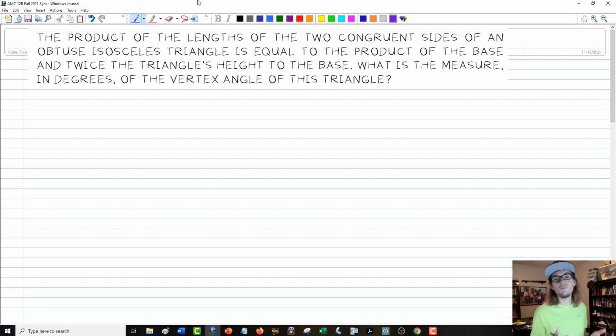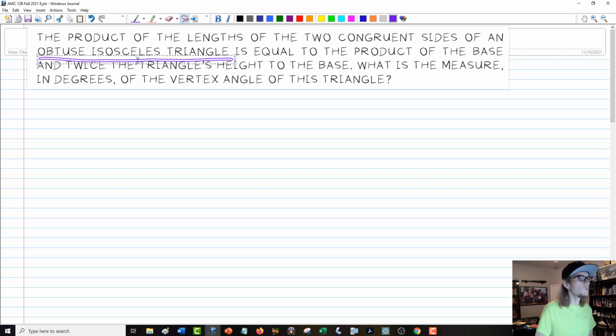As I said, I found this one fascinating, and since I wasn't able to get a whole lot of other questions, this is to rebuild my self-esteem. So to start with, let's translate this a little bit. We have the lengths of two congruent sides of an obtuse isosceles triangle. To kick this off, I'm going to just start there.